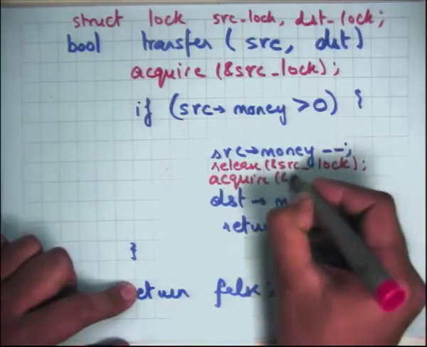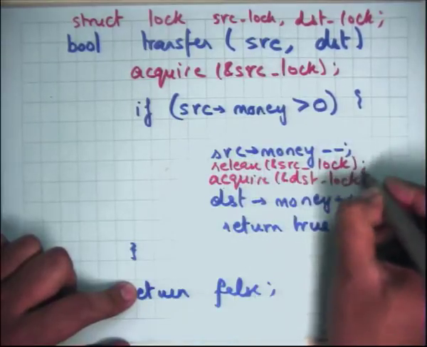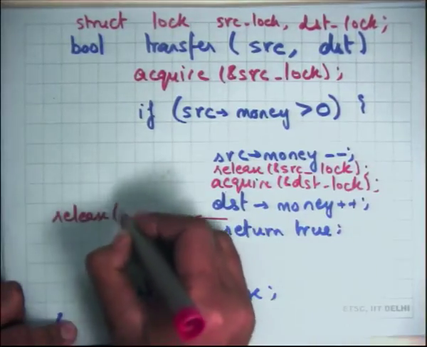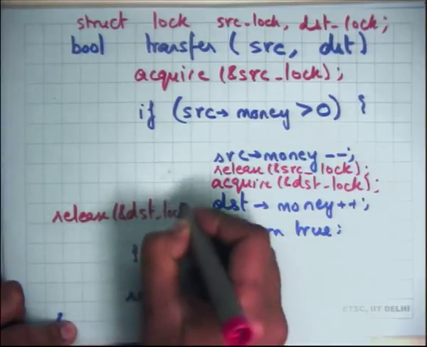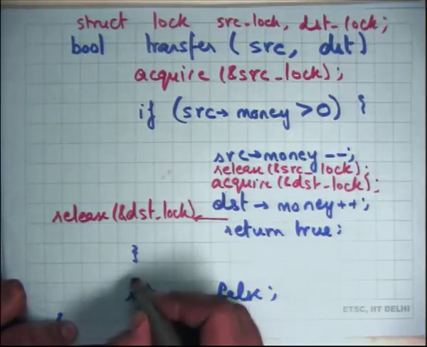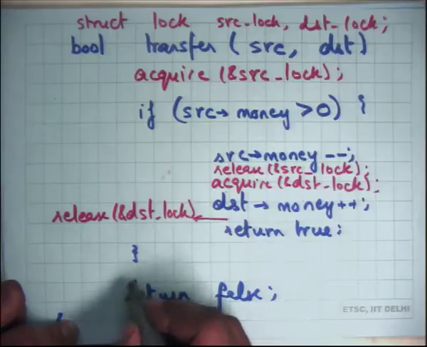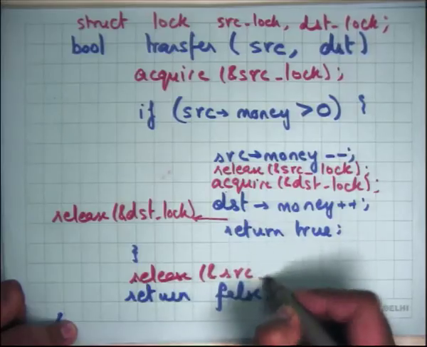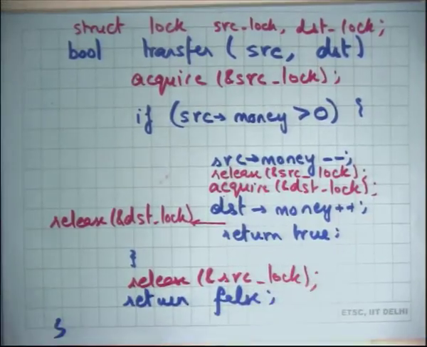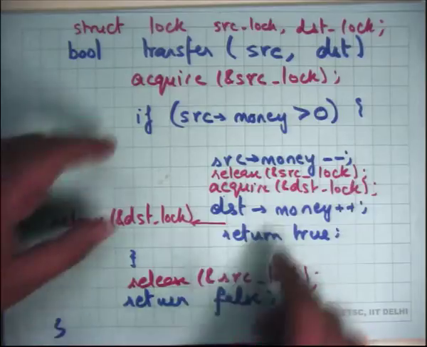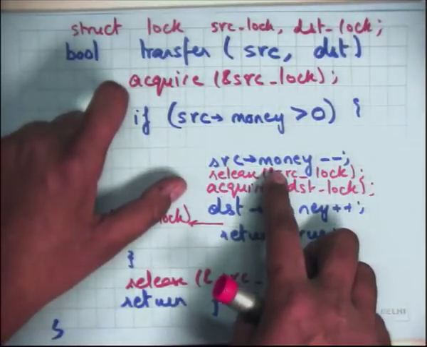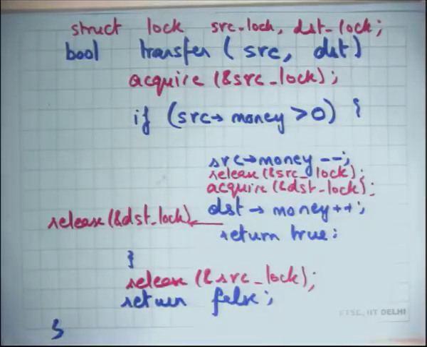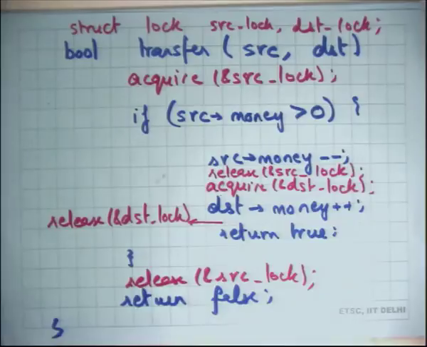Give me a minute. Destination lock, let's say release destination_lock. And what do I need to do here? Release source_lock. Okay, so let's say I do this. What have I done? I have made sure that all operations of this nature, between source and source itself, are atomic.